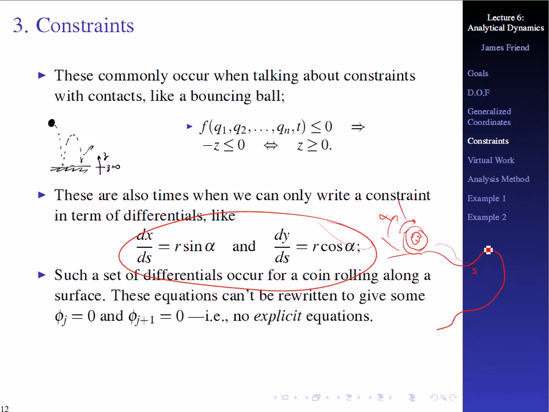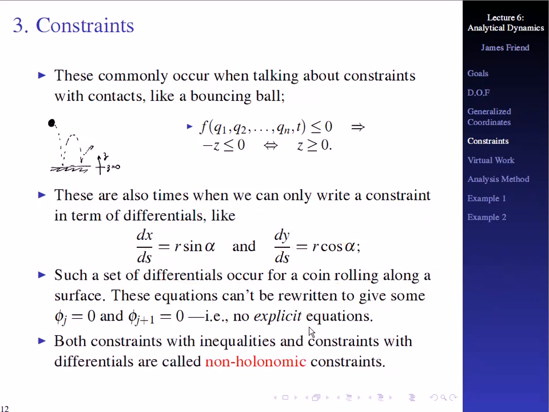Unfortunately, they can only be written as differentials. You can't integrate it, and so we can't write it out explicitly in terms of the variables themselves. We have to write it out in terms of differentials. So, in other words, these aren't explicit either. Constraints with such inequalities and constraints with differentials are said to be non-holonomic constraints.